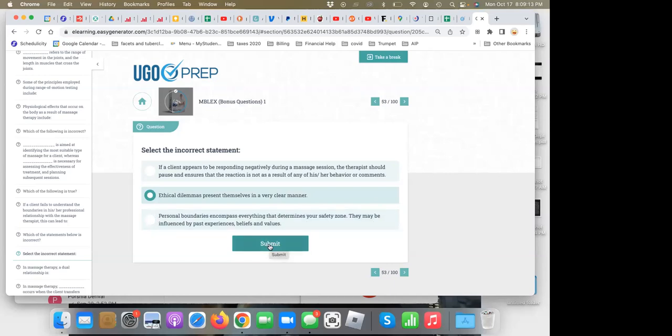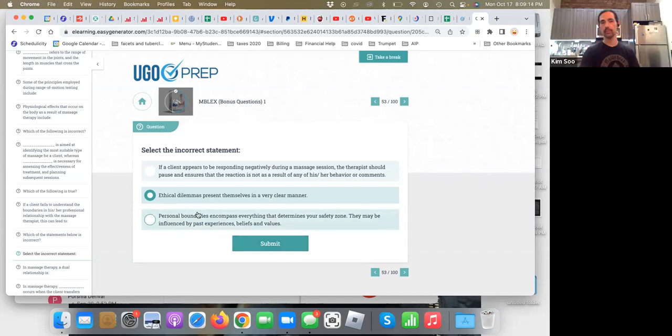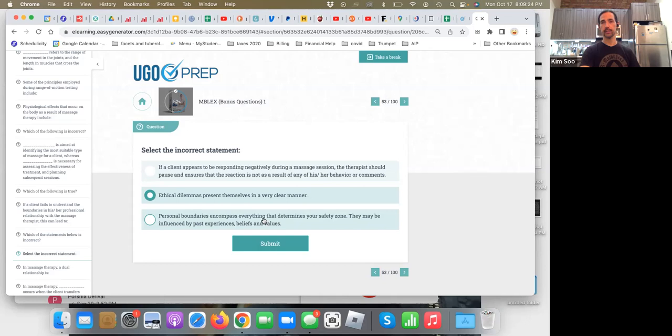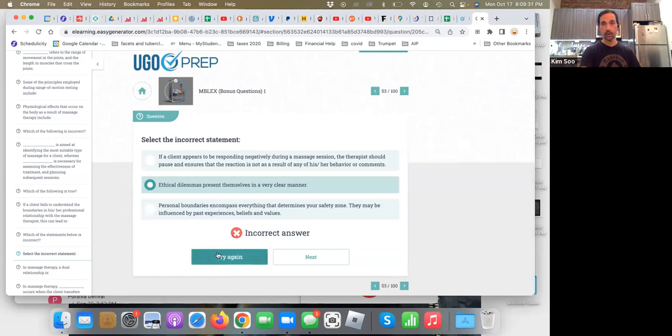Correct. Personal boundaries encompass everything that determines your safety zone. They may be influenced by past experiences, beliefs, and values. Correct or incorrect? Correct. It is correct, yes. Oh, look at that. I got it wrong.